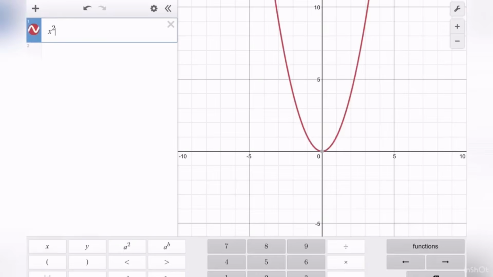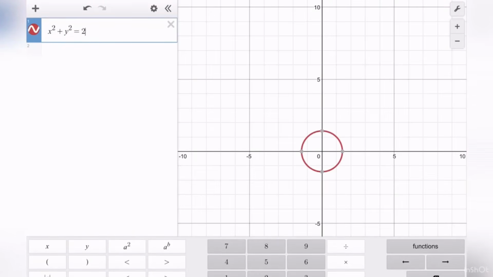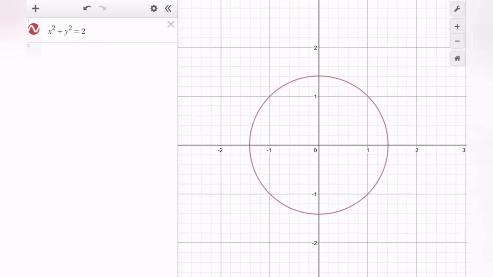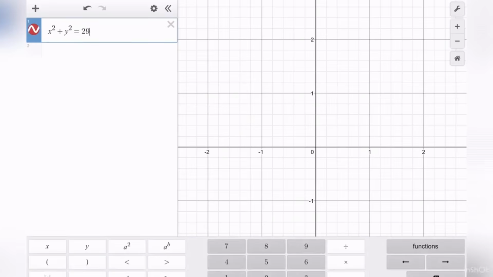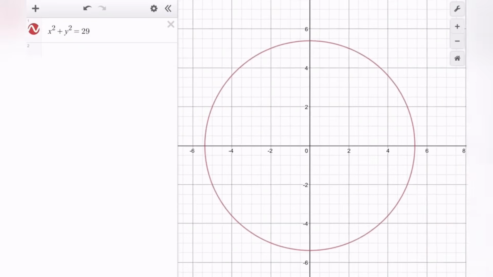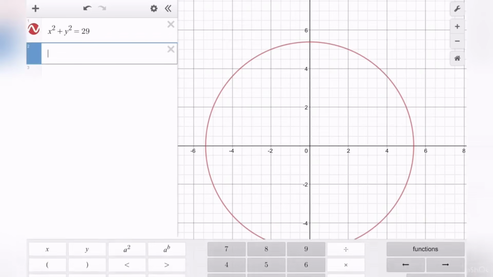plus y squared equals 29. There we go, and that's the equation of our circle, and it's quite nice. You can zoom in and have a little look at it. But there's our circle equation. Sorry, I've not actually put 29, I put 22. There we go, there's our circle equation. Right, so that's the equation of the circle we were looking at.